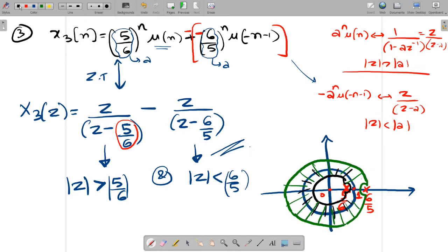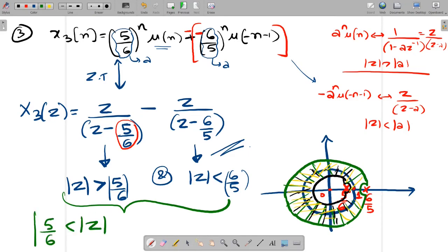Okay. So what is the intersection, please? Intersection is this entire yellow region which you see now. This entire region is the intersection of the two ROCs. Only at these points is my Z transform going to exist. Okay. So what is my final ROC? I can say mod Z is more than 5 by 6 and less than 6 by 5. That is my final ROC.